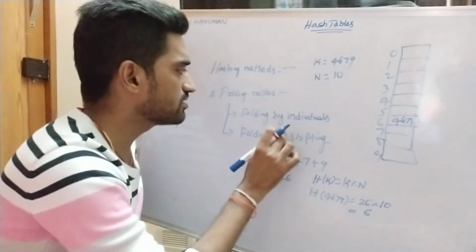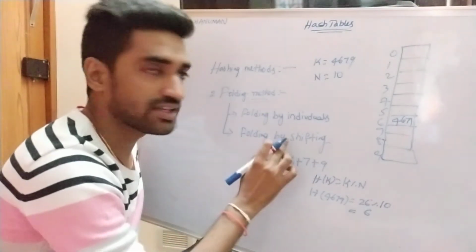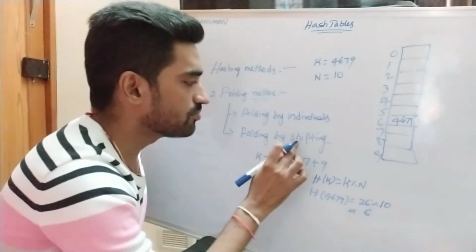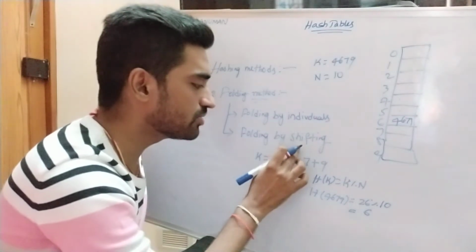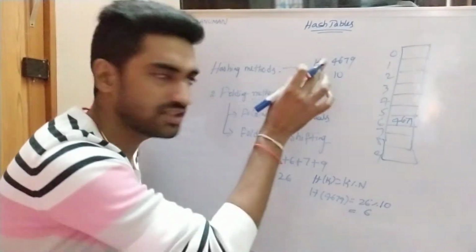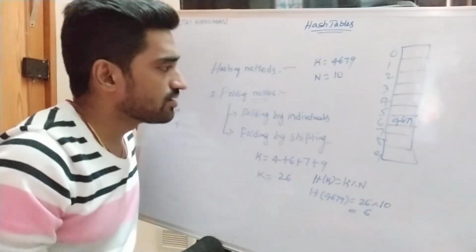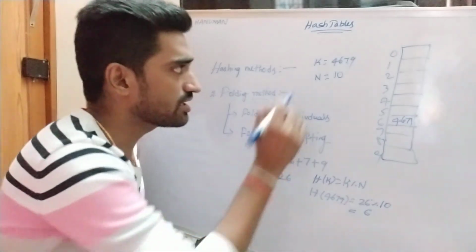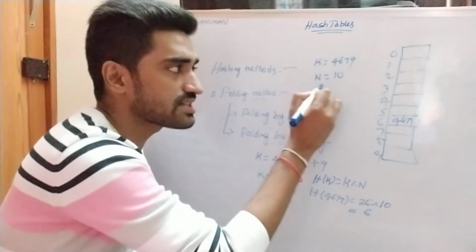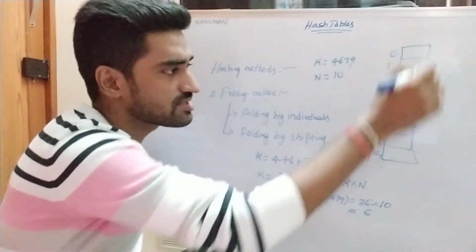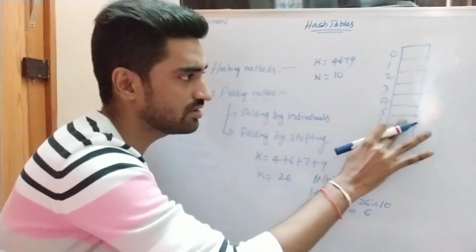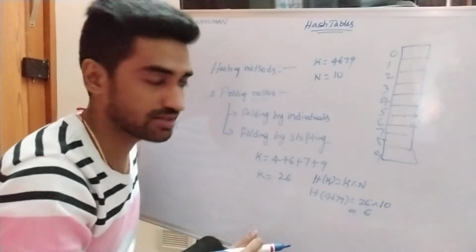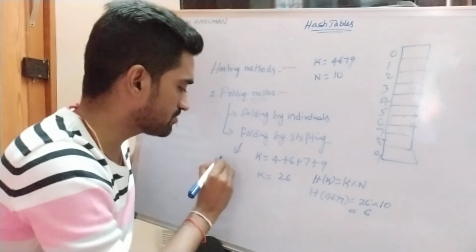What is the second method presented in the folding method? Folding by shifting. In this, based on the shift parameter, we combine the elements in the key value, and then the division method is applied. Here, for example, I am considering the key value 4679 and the size of the hash table is 10. So this is our hash table. I want to insert this key element using folding by shifting, and here I am considering the shift parameter to be 2.